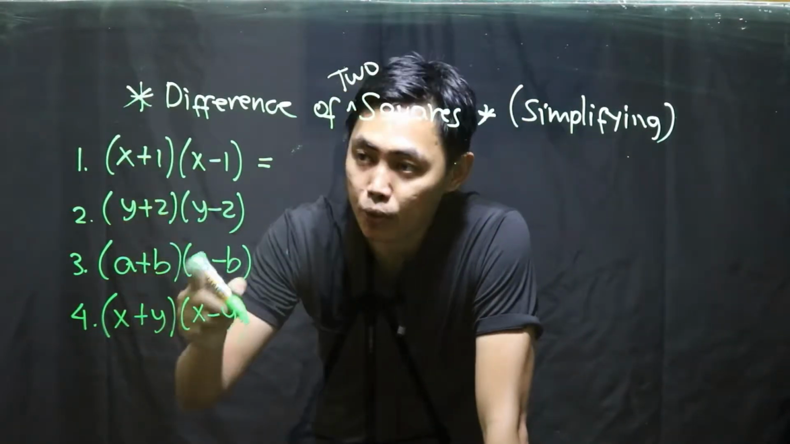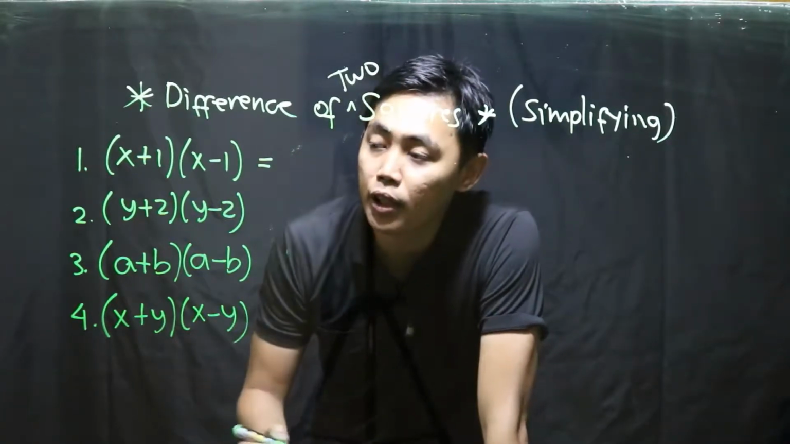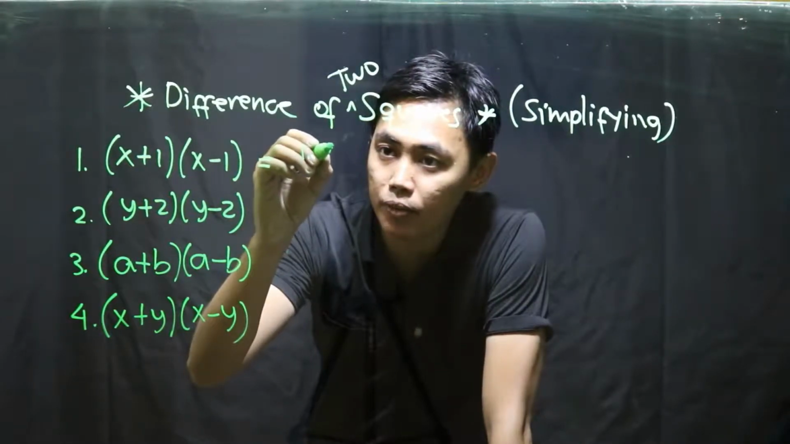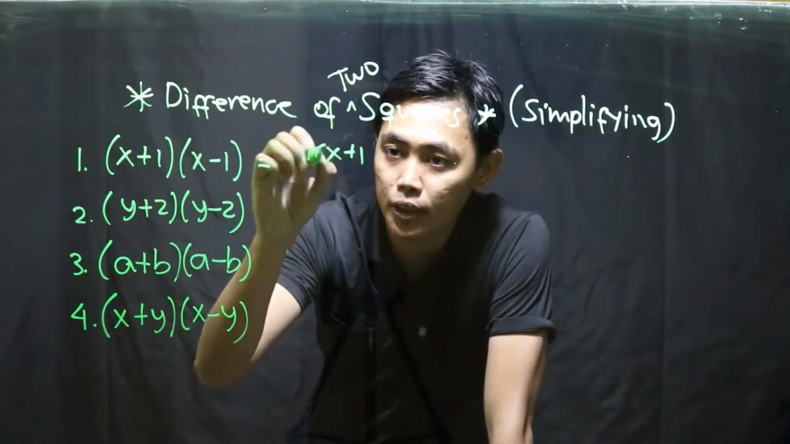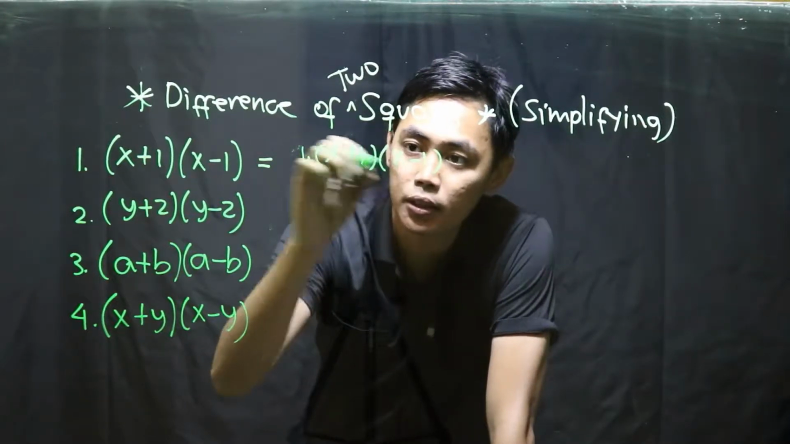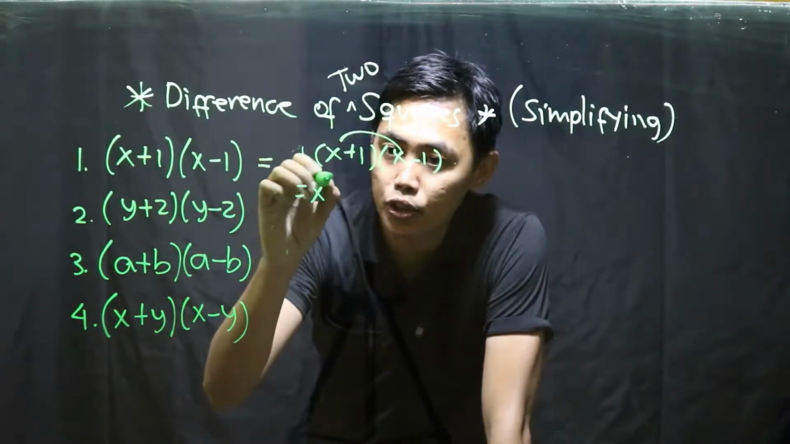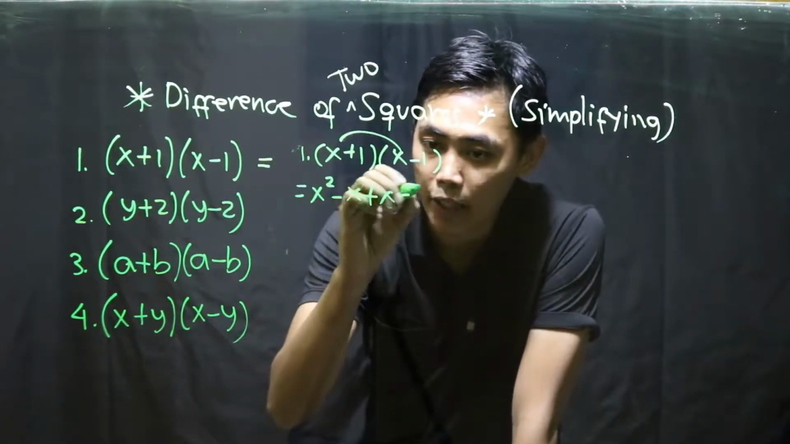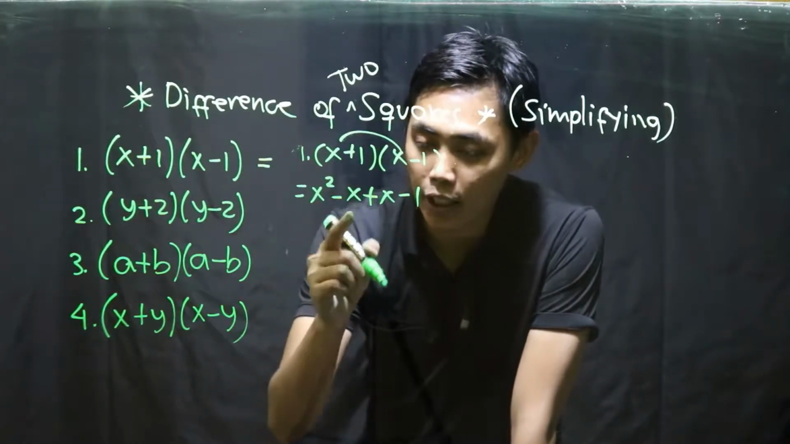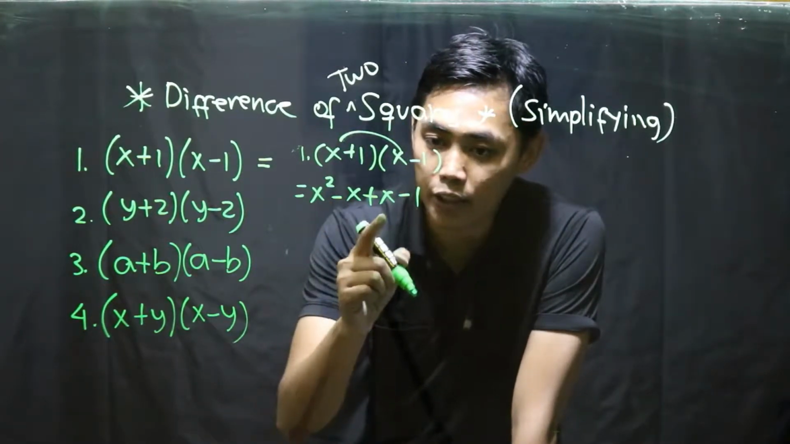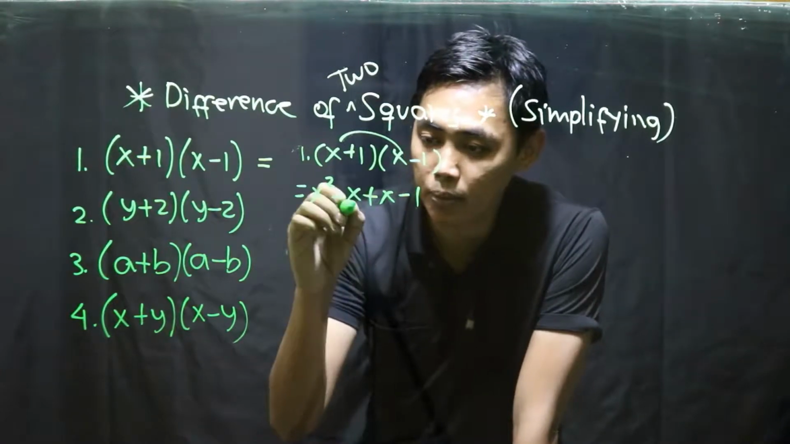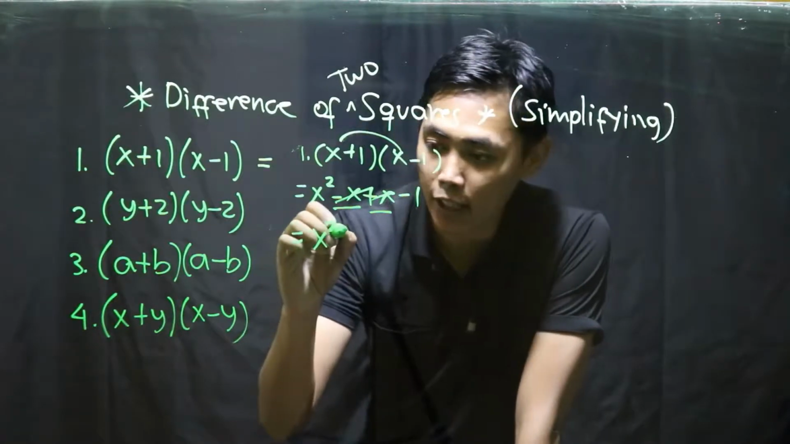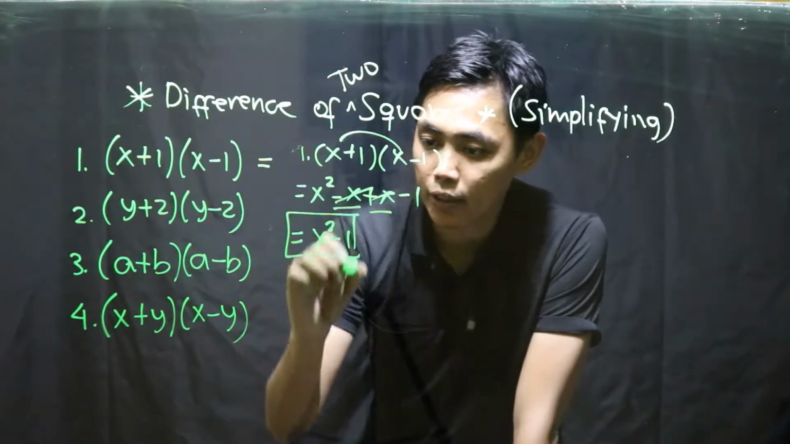We have (x + 1)(x - 1). We can use the FOIL method to simplify this. x times x is x squared, minus x plus x, minus 1. First, outer, inner, last. The minus x and plus x cancel, so we are left with x squared minus 1, and this is our answer.